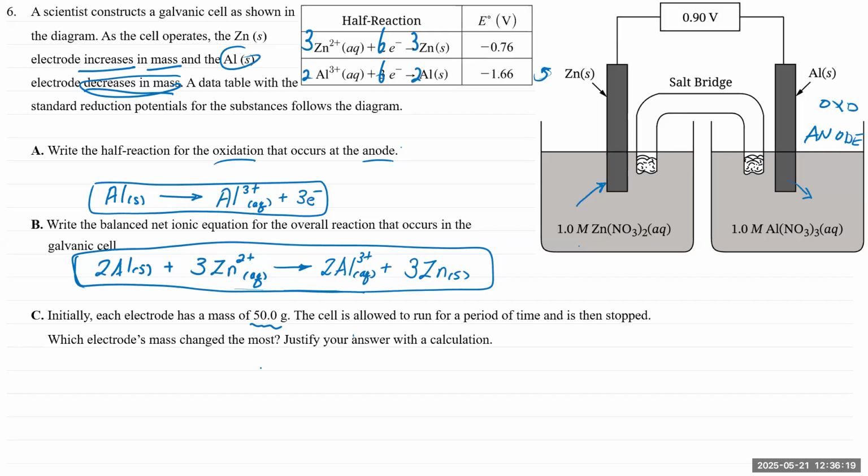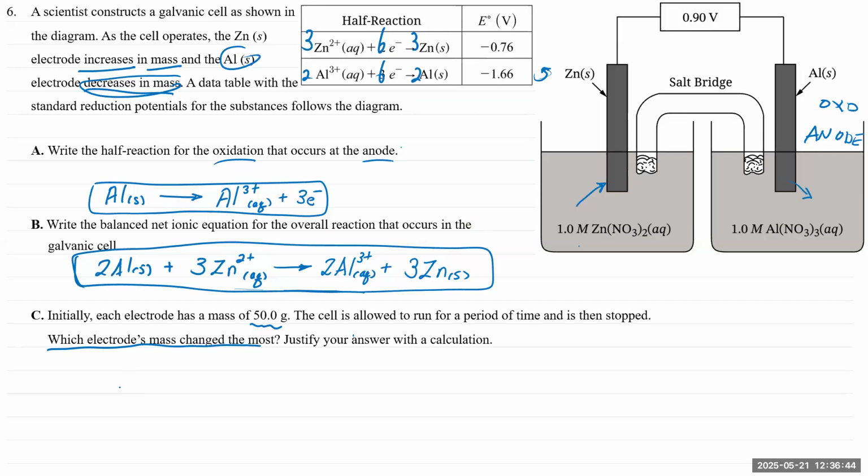We do know that in 1 mole of reaction, you get 6 moles of electrons exchanging hands between the anode and cathode for every 1 mole of reaction. So that's one of the things I'm going to use. Let's get started and do the calculations. It says which electrode's mass changed the most. I'm going to leave some space so I can write that down, but I'm going to do the calculation on the bottom.